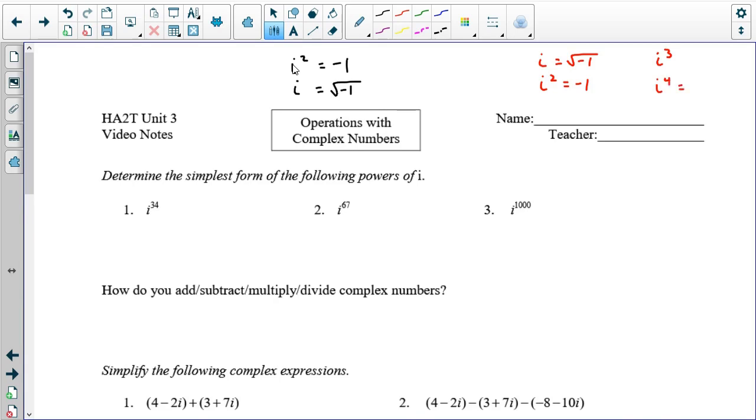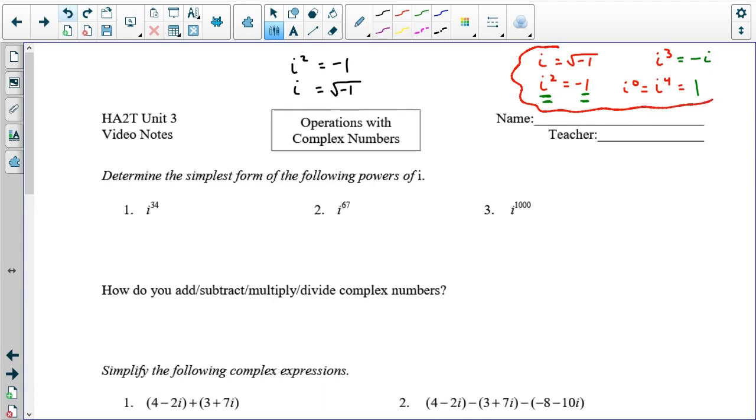So i to the third is really the same thing as i squared times i. So that's the same thing as -1 times i. So that would mean that i to the third is negative i. And then i to the fourth is really i squared times itself, which is -1 times -1. So i to the fourth is 1. That's also the same thing as i to the 0, because anything to the 0 power is 1.